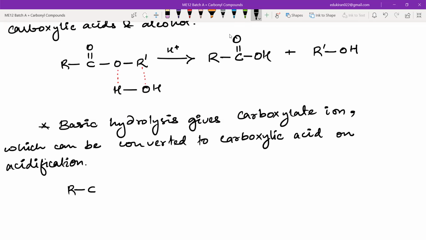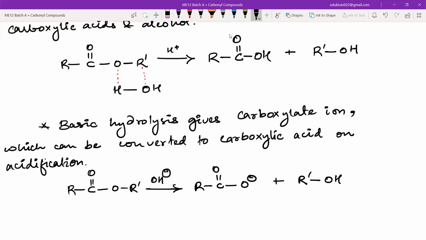So you will have RCOOR dash, which in the presence of OH negative, that means in basic medium with KOH, NaOH, these type of things, you will get RC double bond O with O negative. If you use NaOH, there will be Na positive ion near the O negative, so you are getting a salt, and plus you are going to get R dash OH no matter what. That means you get alcohol. Then this carboxylate ion, if you add H plus, you will get COOH, carboxylic acid.